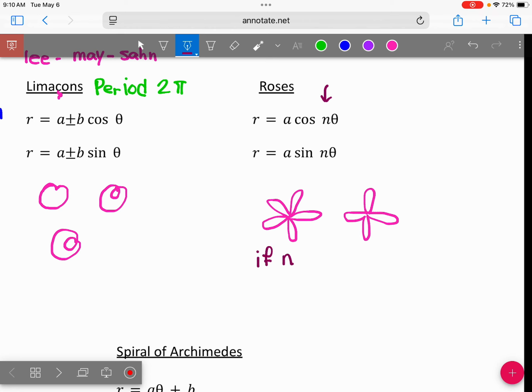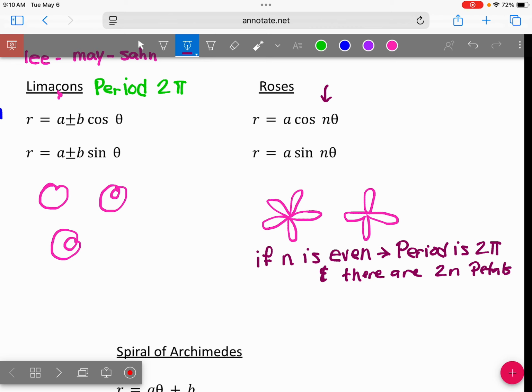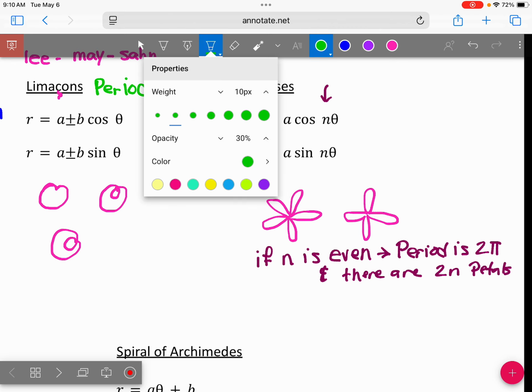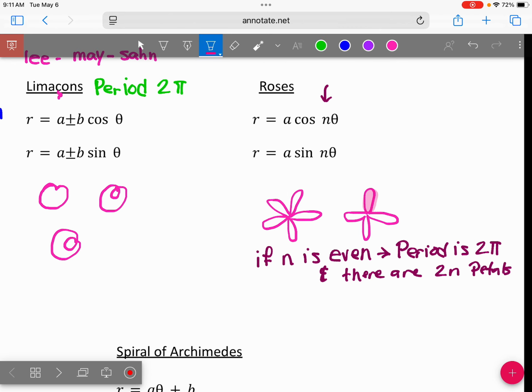if n is even, the period is 2 pi. And there are 2 times n petals. And when we say petals, I mean, I'm going to start grabbing the color. That's a petal. Or that's a petal.